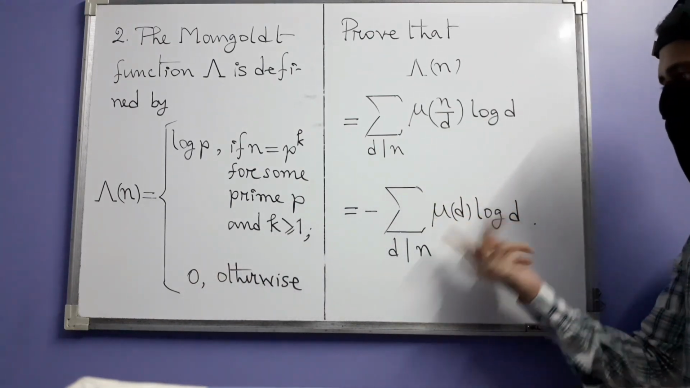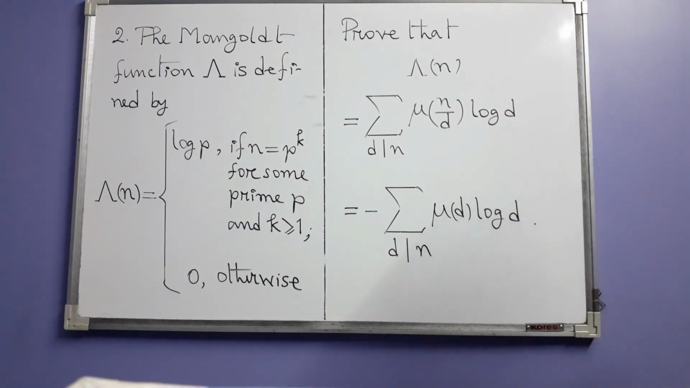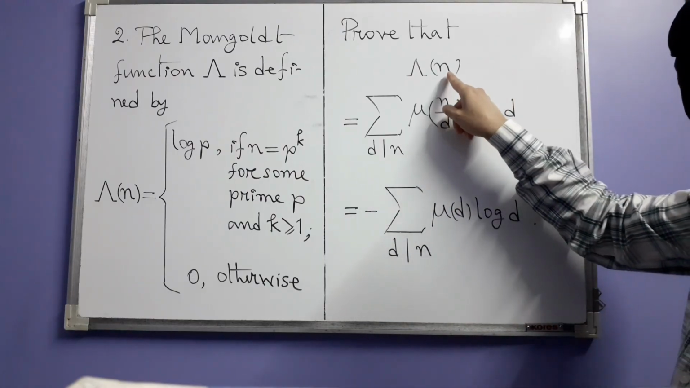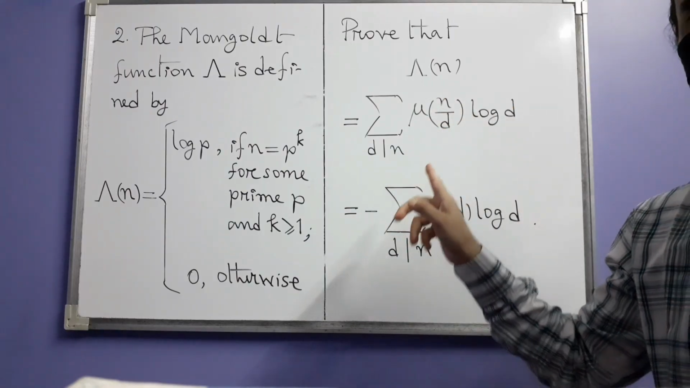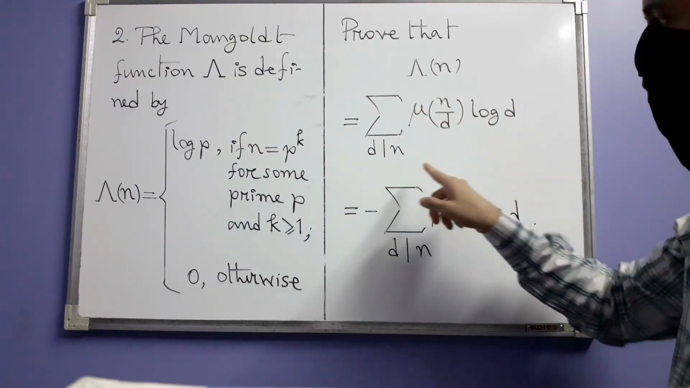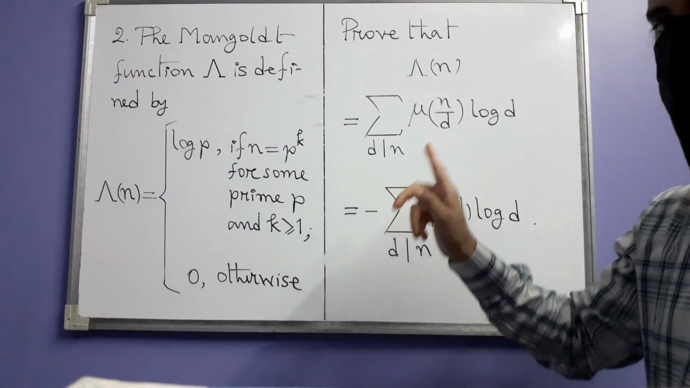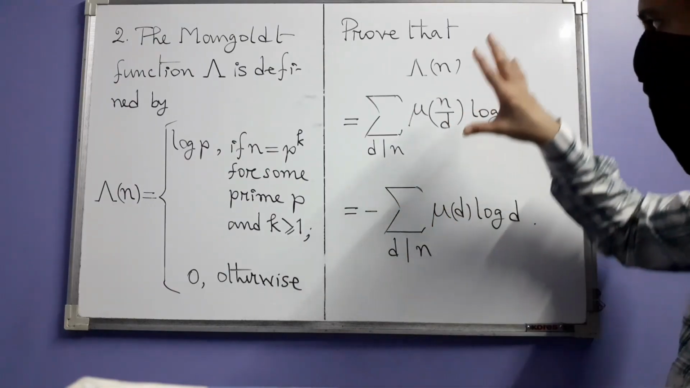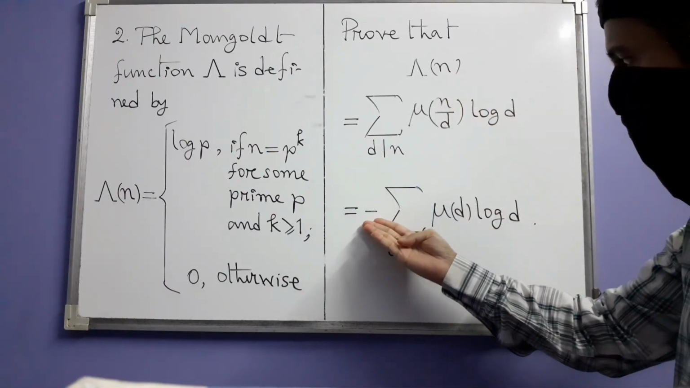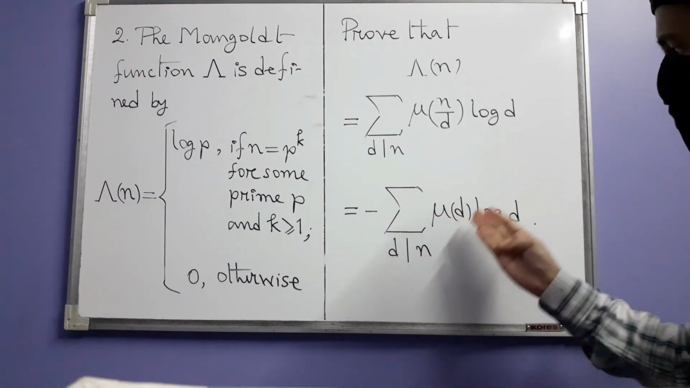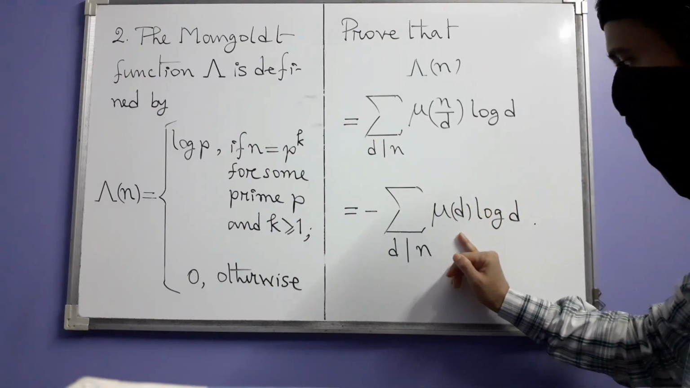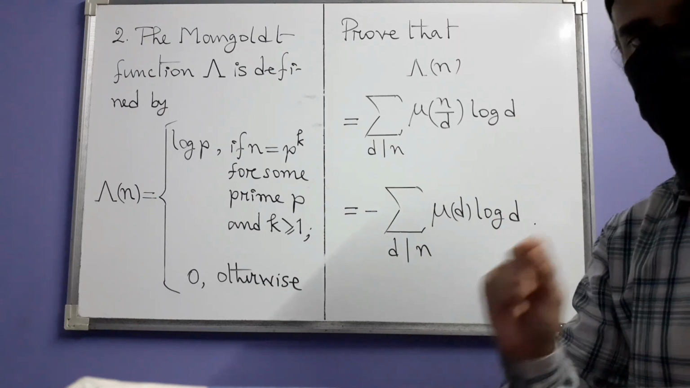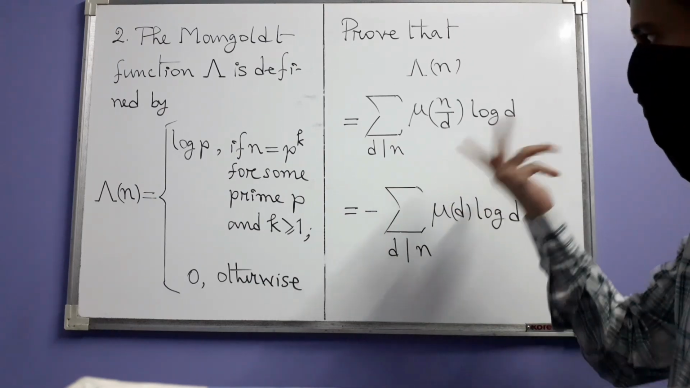And we have to prove these facts about this function. For any positive integer n, lambda of n equals the summation of mu of n divided by d times log d, where d varies over all the positive divisors of n. And that is also equal to minus the summation of mu of d log d. This time we do not have n divided by d, and again d varies over all the positive divisors of n. So let's now prove these things.